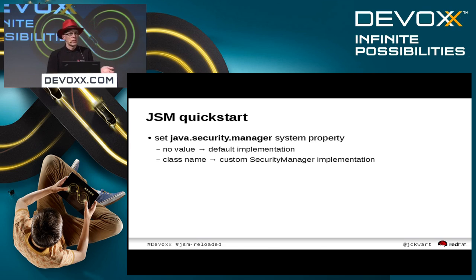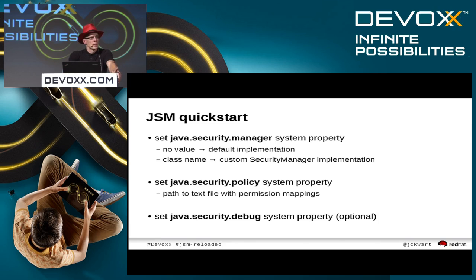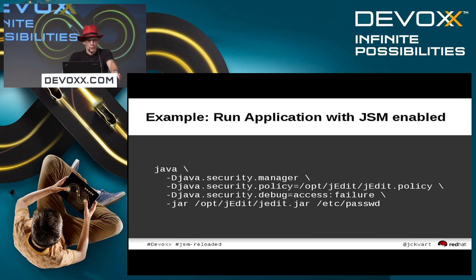But usually when you do this, your application starts and then crashes after the real start, because usually you load some configuration from a file, you open some ports and so on. So what you need to do is to define your policy file. And the path to this file you will specify in a second system property, java.security.policy. You optionally can enable some debug output by using a third system property.